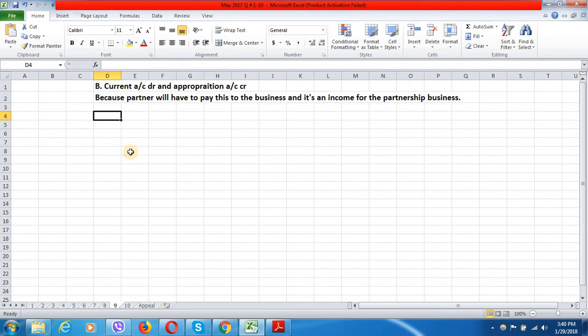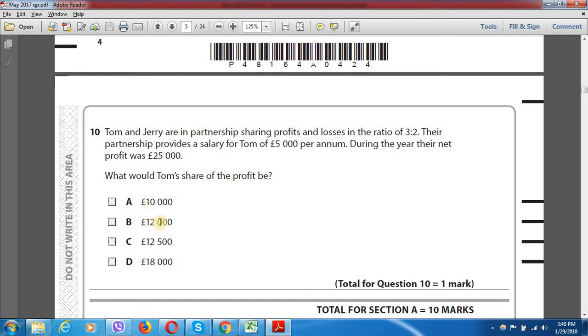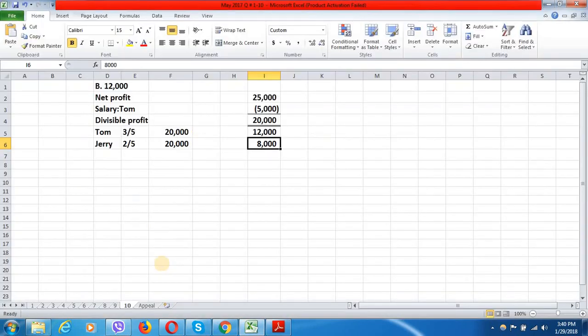Clear? Next, number 10. Tom and Jerry are in partnership sharing profits and losses in the ratio of 3:1. Their partnership provides a salary for Tom of £5,000 per annum. During the year, their net profit was £25,000. What would Tom's share of profit be? Option A, £10,000, B, £12,000, C, £12,500, D, £18,000. The answer of this question is B, £12,000.